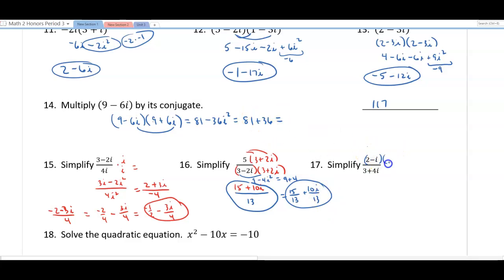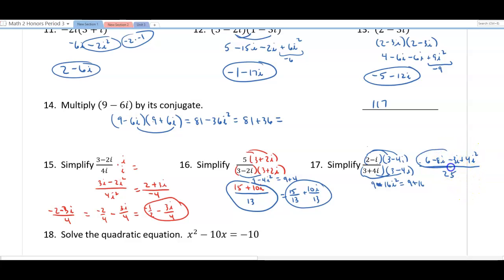Number 17, I'm going to multiply numerator and denominator by the conjugate, 3 minus 4i. Up top, I am going to have to FOIL. 2 times 3 is 6, minus 8i, minus 3i, plus 4i squared, all over. Again, when you multiply the denominators, you can FOIL it out. But you should recognize by now, if I do 3 times 3, I get 9. 4i times negative 4i is minus 16i squared, which becomes 9 plus 16. So that would be over 25.